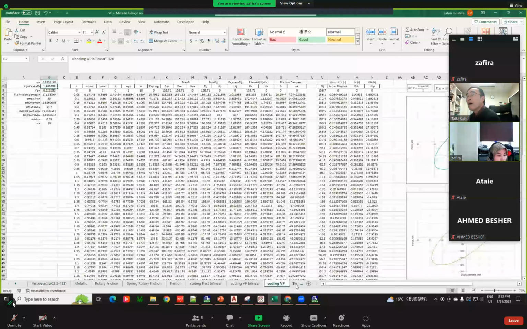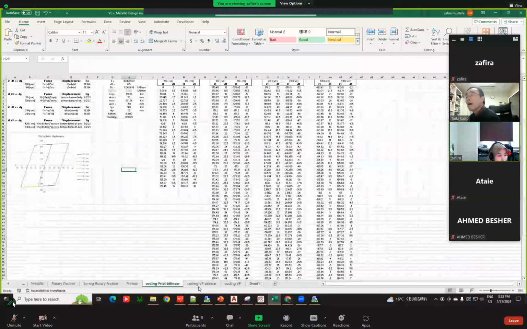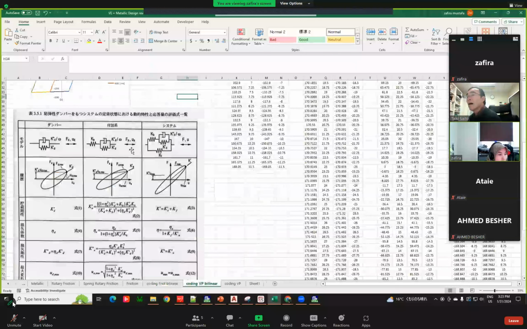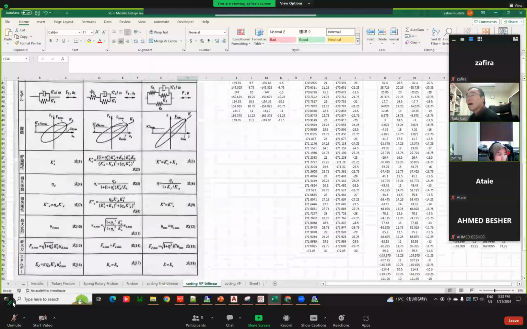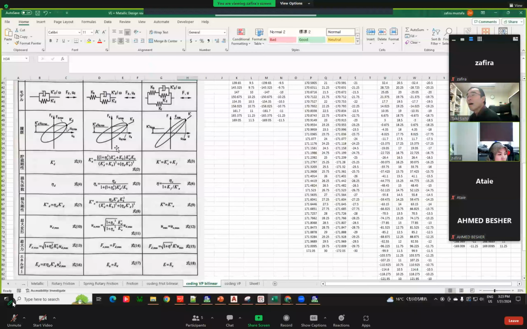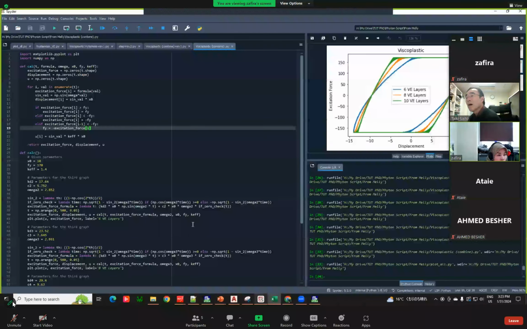So when we combine with the friction damper, we have KB. So the stiffness of the hysteresis becomes Ka prime. This one. So I input it in the calculation here, and then it gives the stiffness for this. One moment.